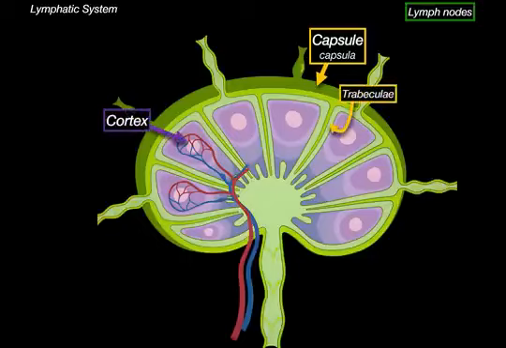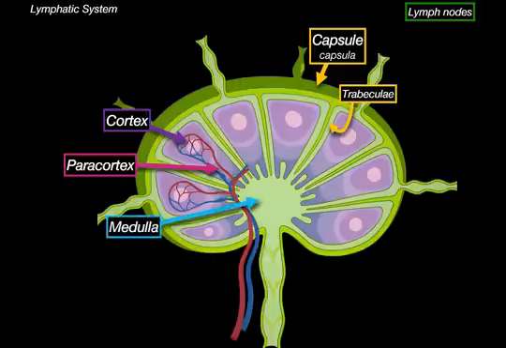Beneath the capsule lies the cortex, which contains lymphatic nodules rich in B lymphocytes. Deeper to it is the paracortex, which is dominated by T lymphocytes, and at the center lies the medulla, containing medullary cords and sinuses. On the concave side of the lymph node is the hilum, a region where blood vessels enter and exit, and where one or sometimes more efferent lymph vessels carry lymph away from the node.